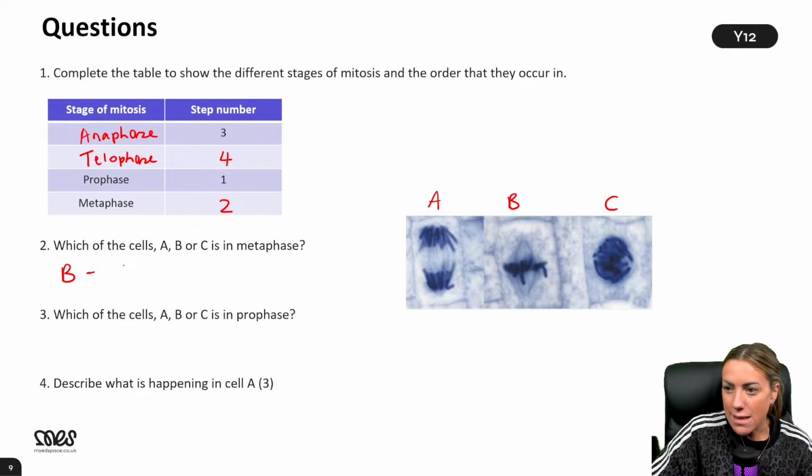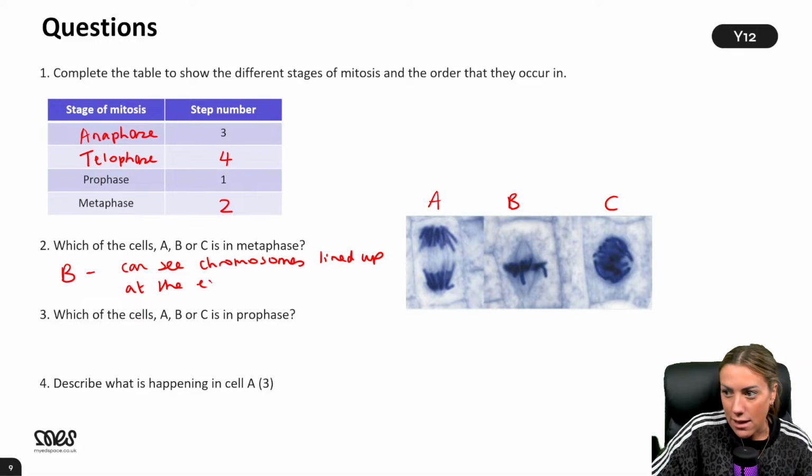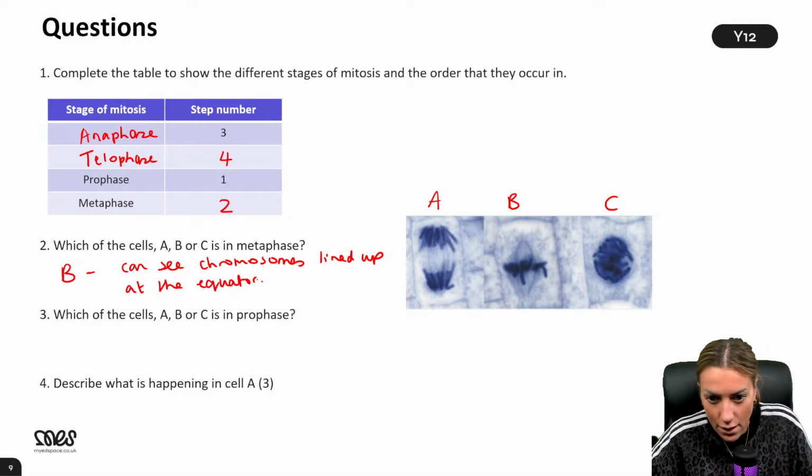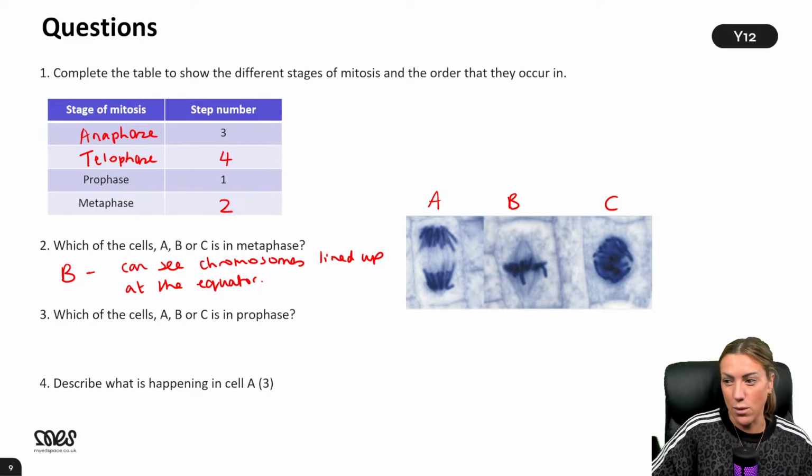Okay, so obviously B, because we can see chromosomes lined up at the equator. Okay, yeah, so that's quite an easy one to spot.